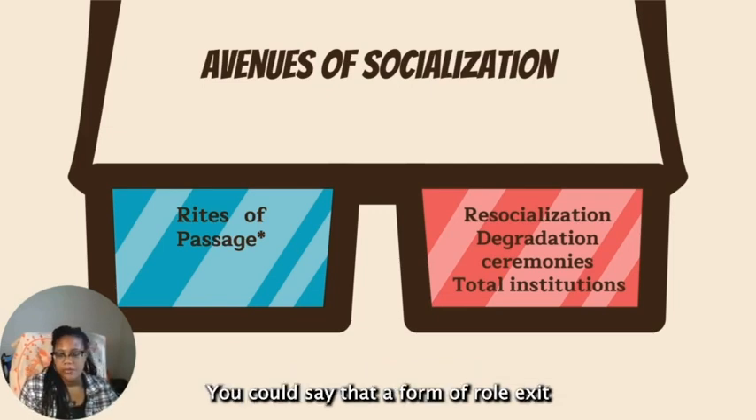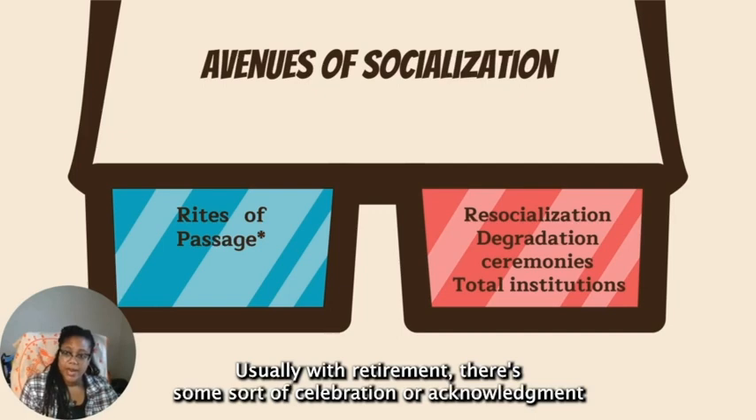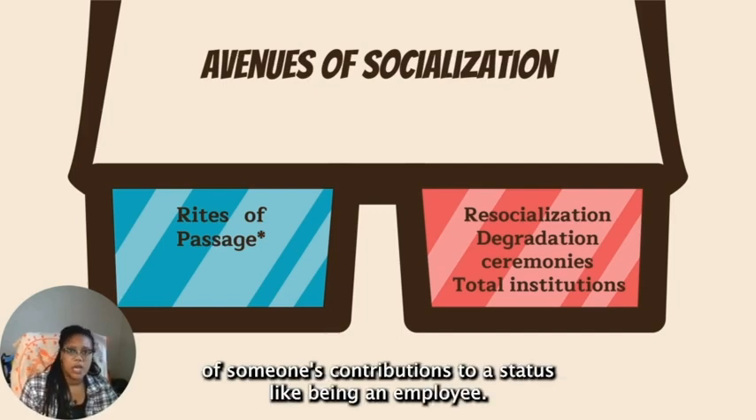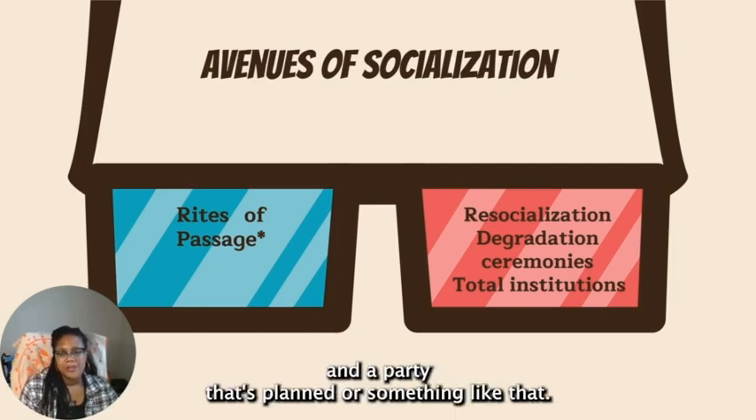You could say that a form of role exit known as retirement is actually a rite of passage. Usually, with retirement, there's some sort of celebration or acknowledgement of someone's contributions to a status, like being an employee. They might receive gifts. There might be a date and a party that's planned or something like that.